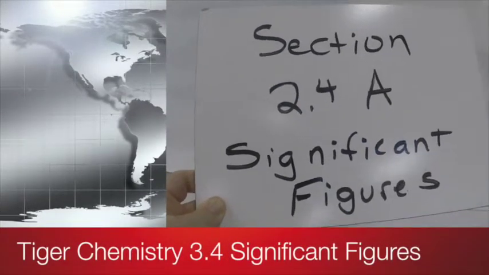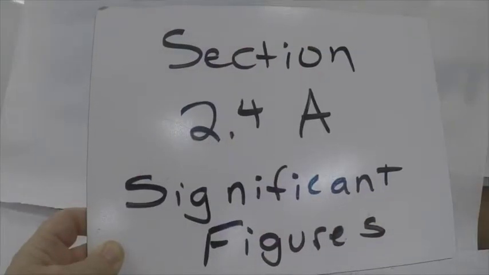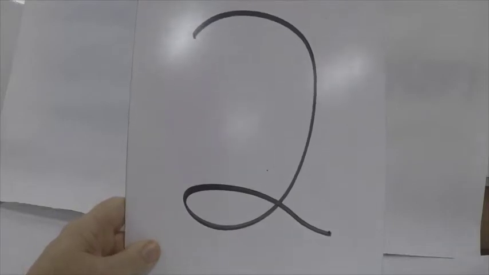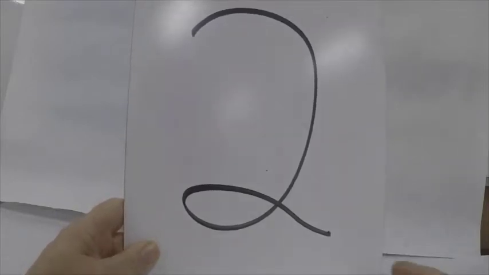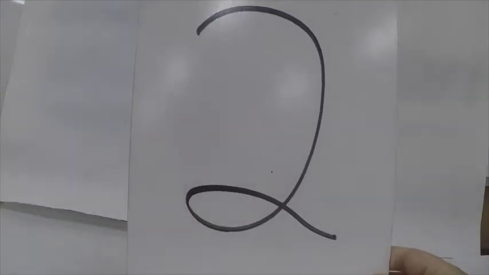Section 2.4a, significant figures. No, not that kind of significant figure. If you're in math and you have the number 2, that's pretty straightforward. It's exactly 2. And math people always get it pretty easy. However, it's not always like that.